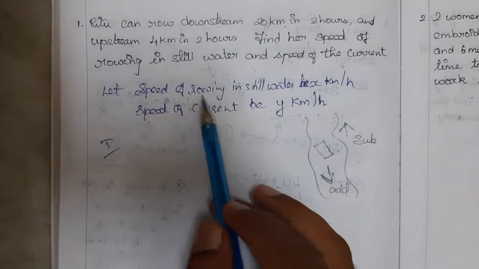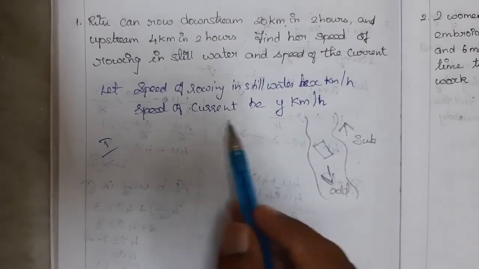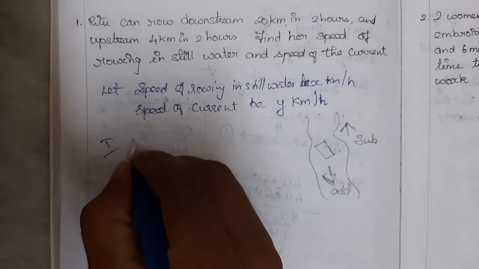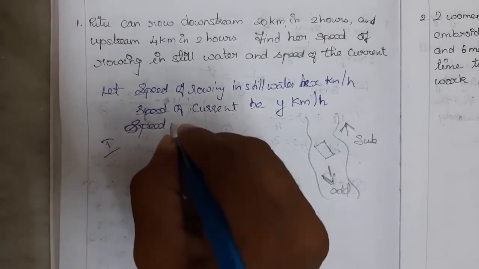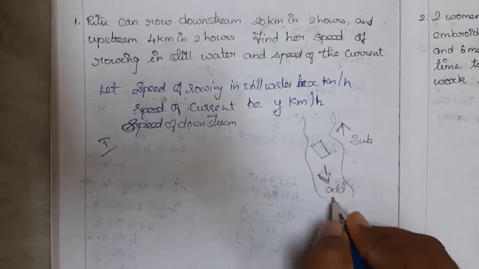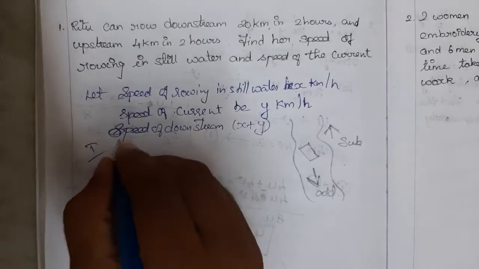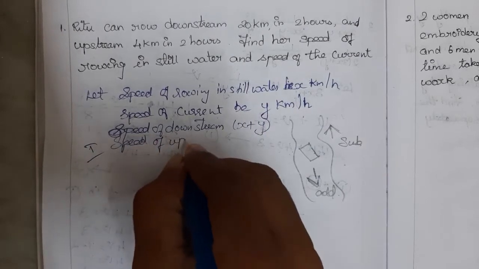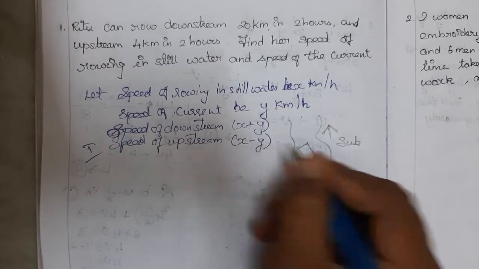So here, considering the speed of rowing in still water is x km per hour and speed of current be y km per hour. So what is the speed of downstream? Downstream means we have to add both the speeds. It is x plus y, and speed of upstream is x minus y.